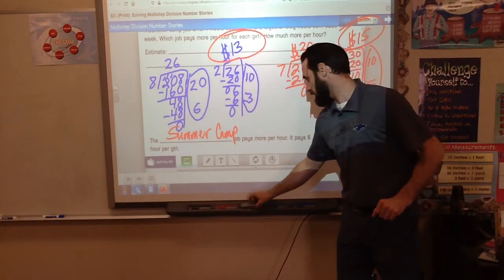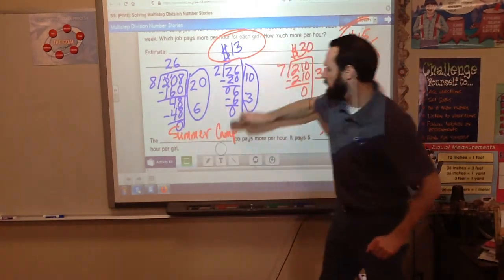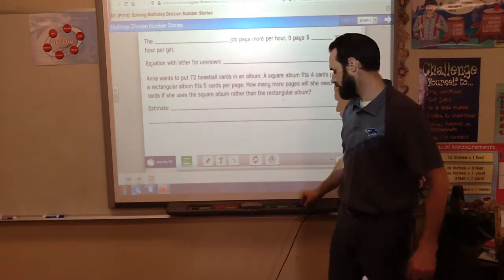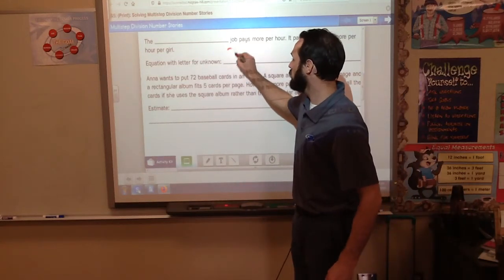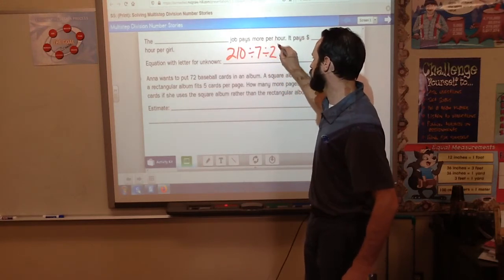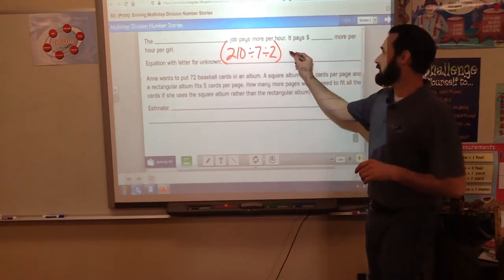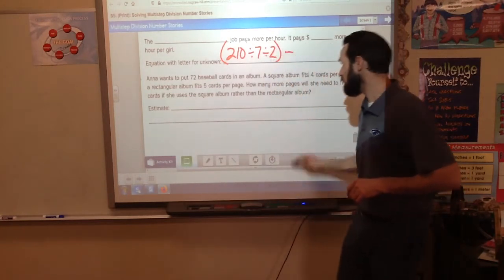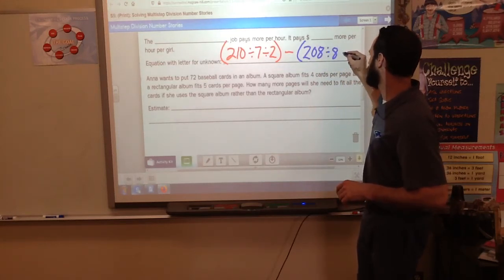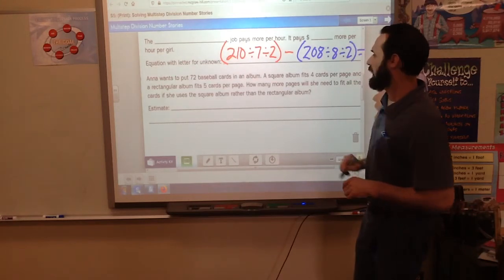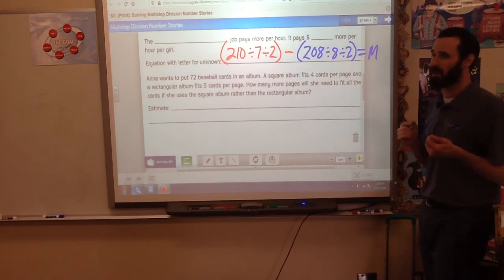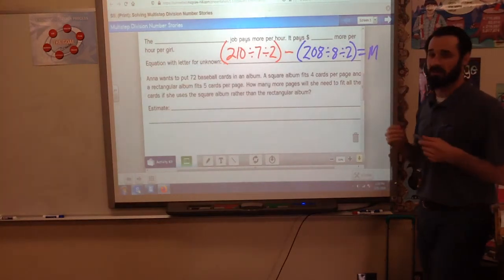So, the equation for this can get a little tricky. What we have to remember is that the summer camp was more. So the equation for this, if we do the summer camp, what we did was 210 divided by 7 divided by 2. Then we took that answer and we subtracted what we made for the babysitting, which was 208 divided by 8 divided by 2. And your unknown could be M for money, or it could be D for dollars. It could be whatever you really want it to be. It really doesn't matter, as long as you use the letter for your unknown.